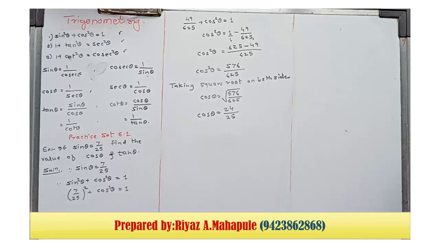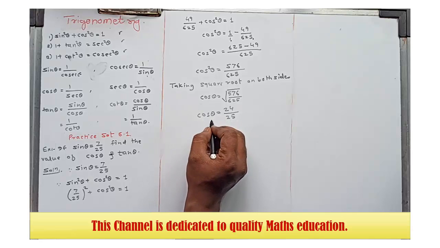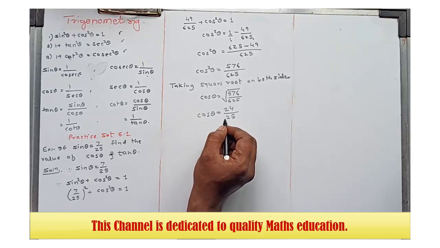To solve such examples we need square roots, so it is better to learn squares and square roots up to 30 numbers, because these squares are very important while solving these examples. So cos theta is equal to 24 upon 25, we got.